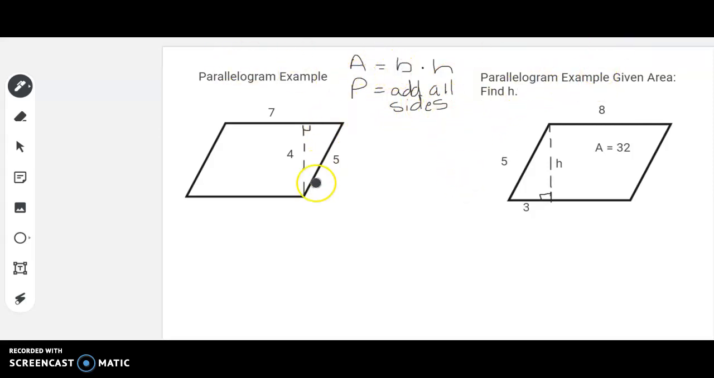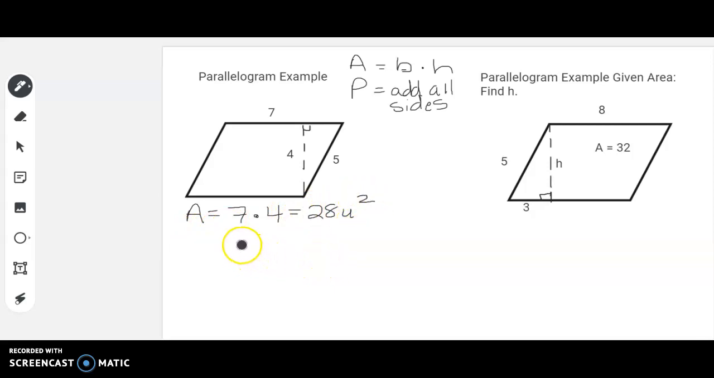Okay, so for area, we have the base. The base is going to be one of the sides. It's going to be perpendicular to the height. The height is also called the altitude. So I know 7 is my base because my altitude is perpendicular to it. So my area is going to equal 7, and then my height. How tall is it between the 2 parallel sides? In this case, it's going to be 4. So now I have 7 times 4. That's my base and my height. I multiply those together, and I get 28, and it's going to be units squared.